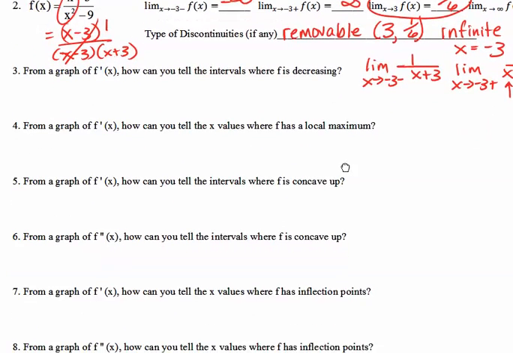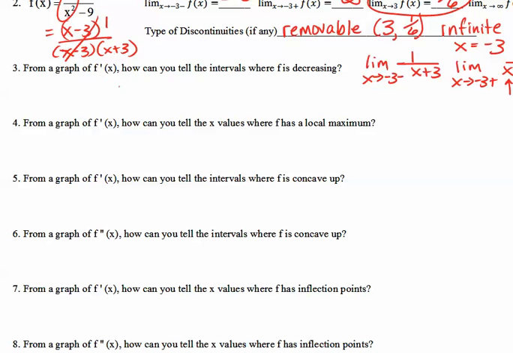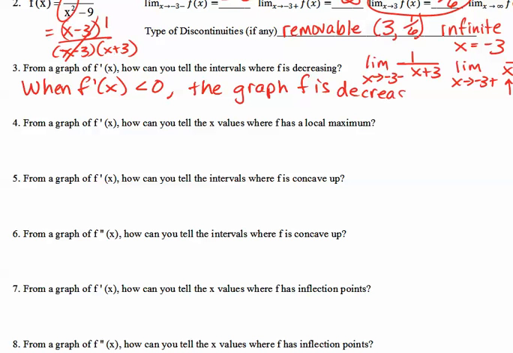All right, our next question says, from a graph of f prime, how can we tell the intervals where the original function is decreasing? So when f prime of x is less than 0, the graph of f is decreasing. So negative slopes give us a negative first derivative.